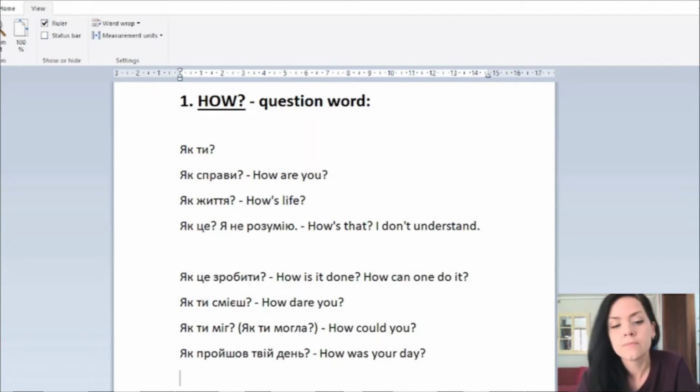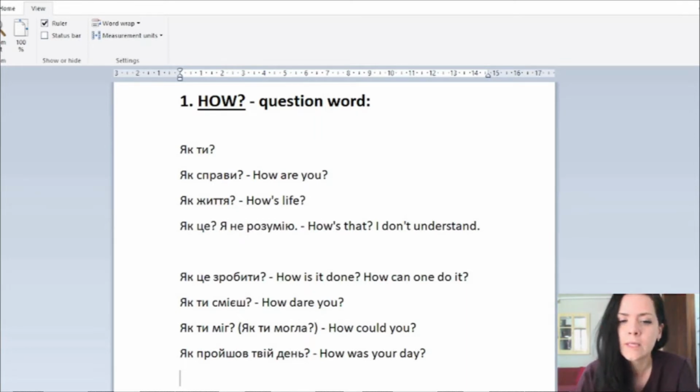Another instance. Як ти міг? If you are addressing a male person. Or як ти могла? Meaning, how could you? Again, to try and make somebody else feel very guilty. How could you do this? Як ти міг це зробити? Or як ти могла? How could you це сказати? Say this. Okay?